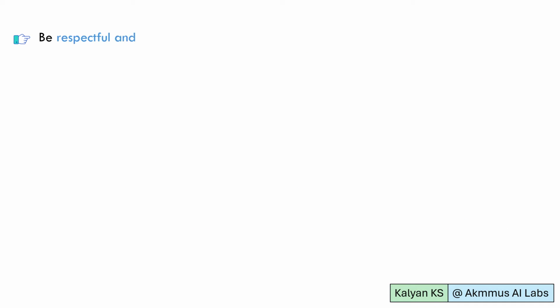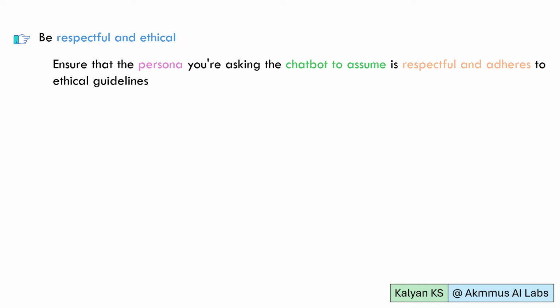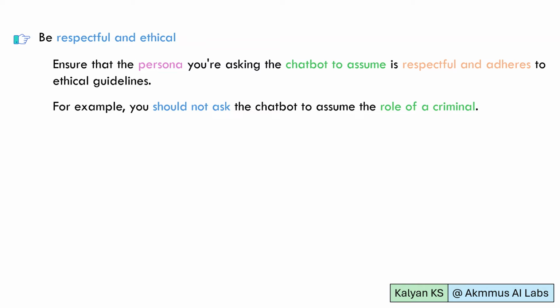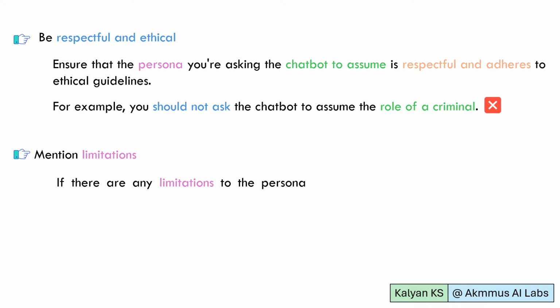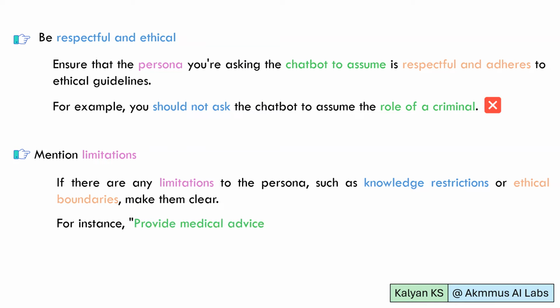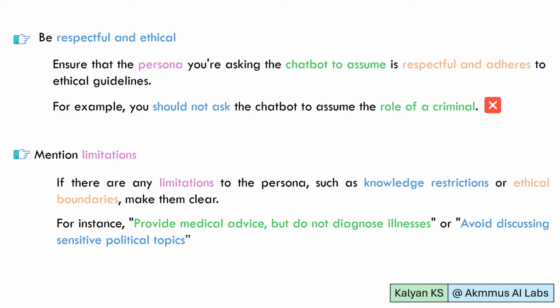Third one is, be respectful and ethical. Ensure that the persona you're asking the chatbot to assume is respectful and adheres to ethical guidelines. For example, you should not ask the chatbot to assume the role of a criminal, as it is against the ethical guidelines. Fourth one is, mention limitations. If there are any limitations to the persona, such as knowledge restrictions or ethical boundaries, make them clear. For instance, provide medical advice, but do not diagnose illnesses, or avoid discussing sensitive political topics.